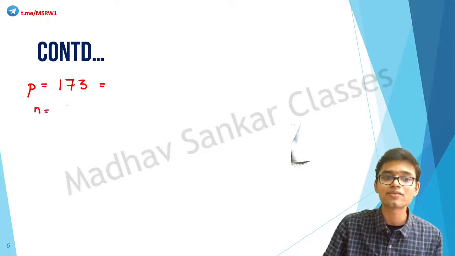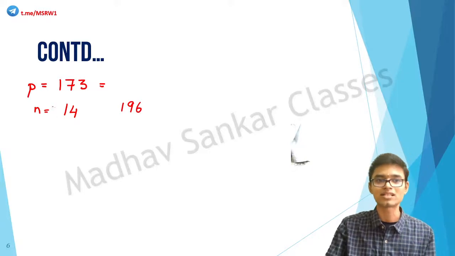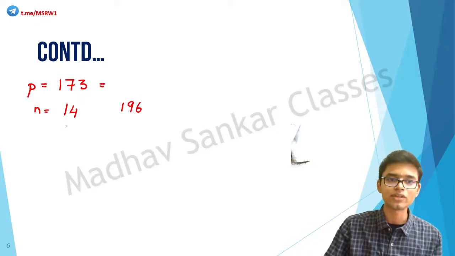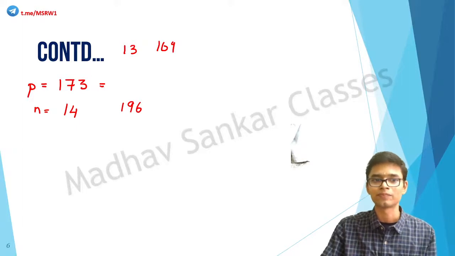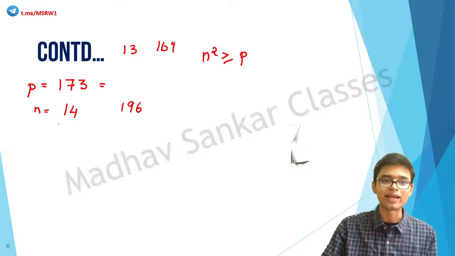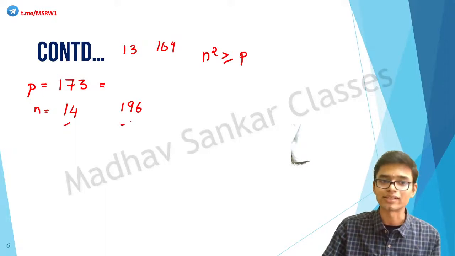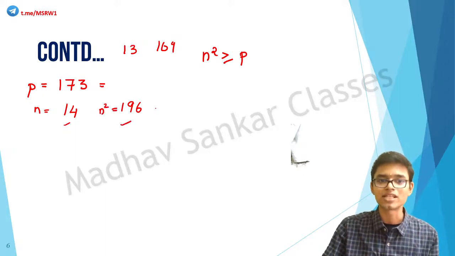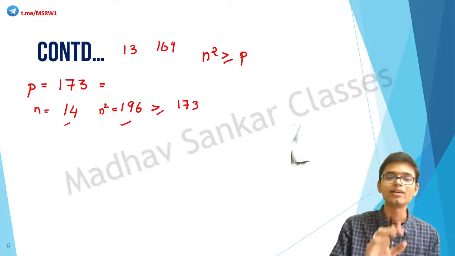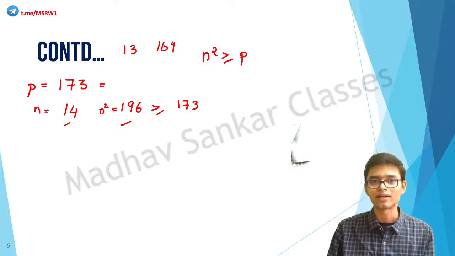N, we are going to take n as 14. Why? Because the square of 14 is 196, which is greater than 173 and closest to 173. Right? I mean, if we take it as 13, the square of 13 is 169. 169 is not greater than 173. According to the rule, n square should be greater than or equal to P. So if n is 14, n square is 196, which is greater than or equal to 173. Correct? So our n is 14. Understood?